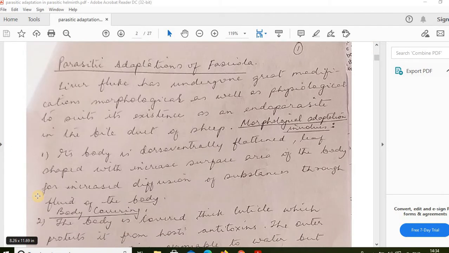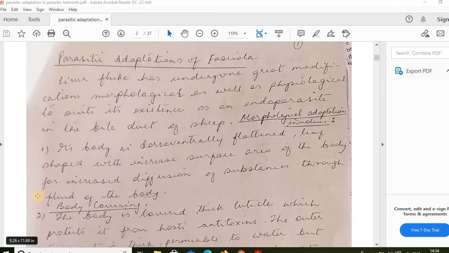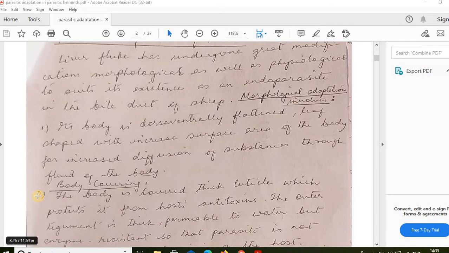So, parasitic adaptation in Fasciola. Fasciola hepatica is commonly known as liver fluke. It is the parasite which lives inside the liver of a goat or sheep. This liver fluke has great modification. They modify themselves in their body structure and also in the functional anatomy or the physiological development, to live as an endoparasite inside the liver and the bile duct of the sheep.